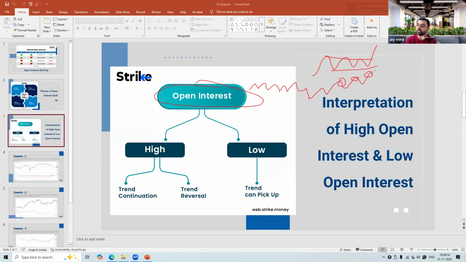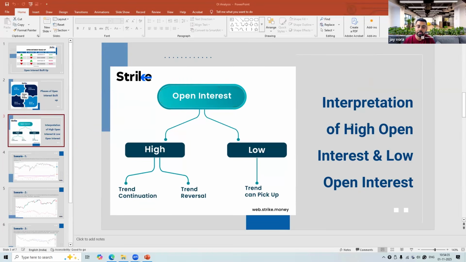So when your open interest is very high, it could be because of two reasons. One is that it can be a trend continuation, like you see over here, right? There was a triangular pattern, and once the pattern broke on the upside, the open interest rose even higher, resulting in trend continuation, right?